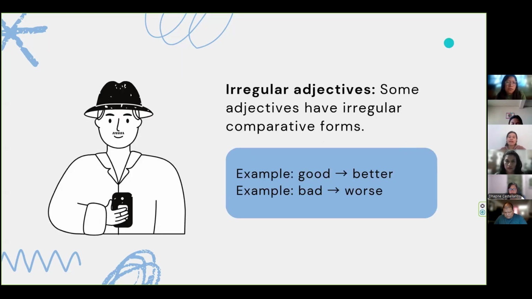Okay, and irregular adjectives. Some irregular adjectives have irregular comparative forms. These examples go from good to better, bad to worse. There are no rules for these words. You just need to remember them.